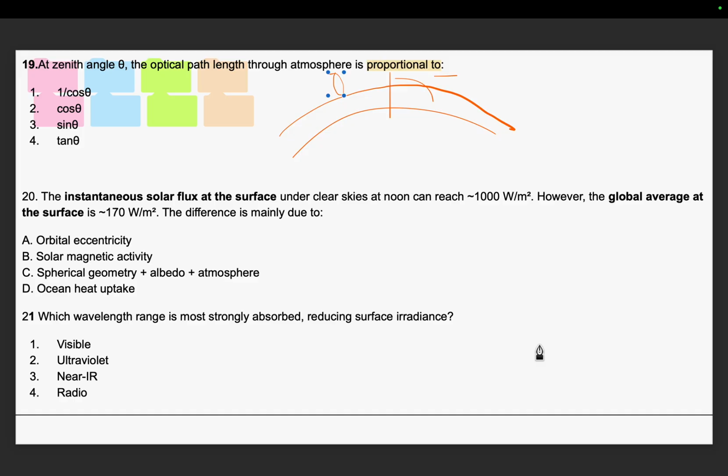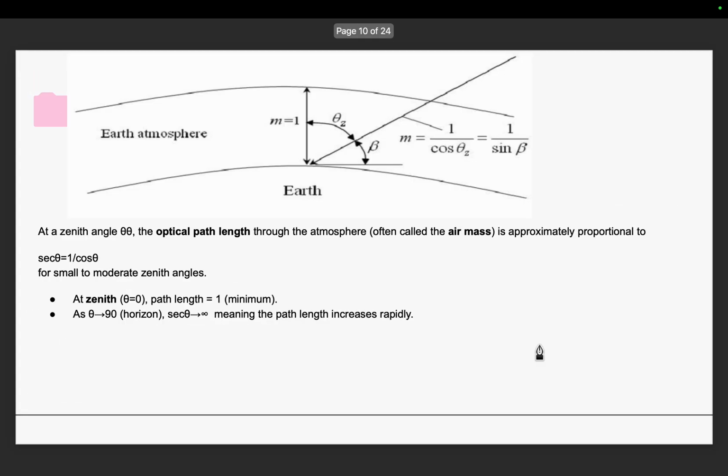So now you can consider this image. You are at some Earth's position, and Earth's atmosphere is a shell-like structure. Now, if your optical path length is 1 at your overhead, and you go to a place which is at angle theta from the zenith, the optical depth increases, and it is given by the 1 by cos theta factor.